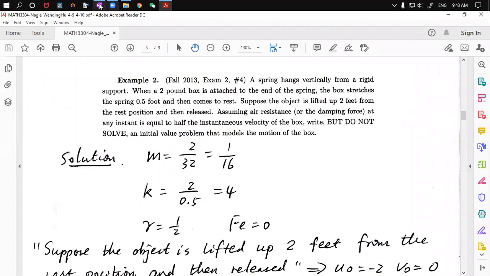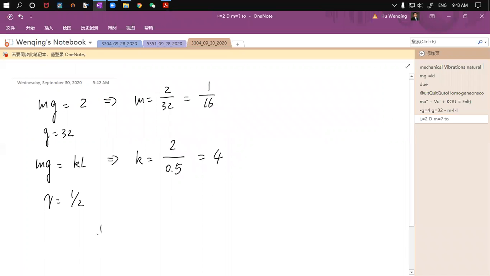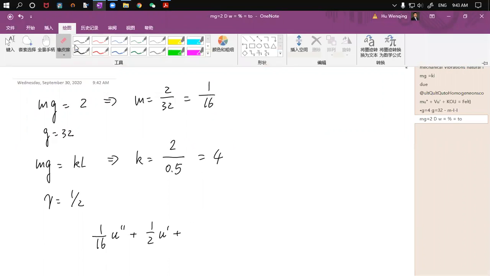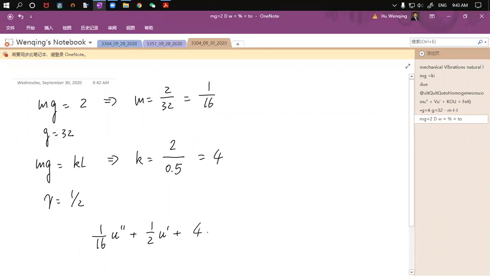So therefore, you're going to have a differential equation. It's 1 over 16 for the mass, multiplied by u double derivative, plus gamma, which is 1/2, times u derivative, plus k, which is 4, times u, equal to 0. So that's going to be your differential equation.